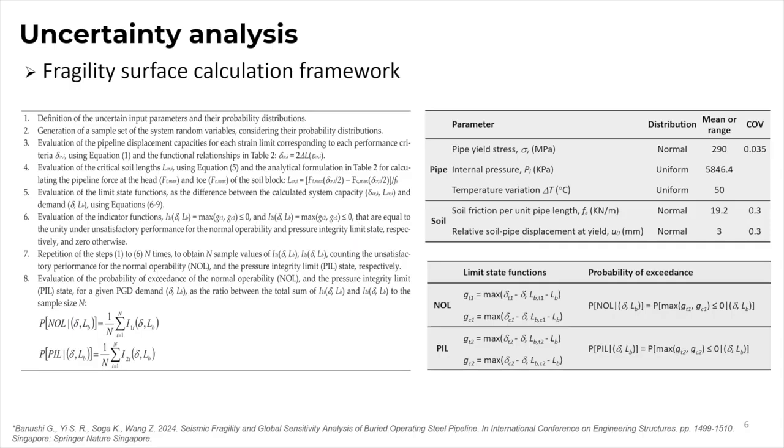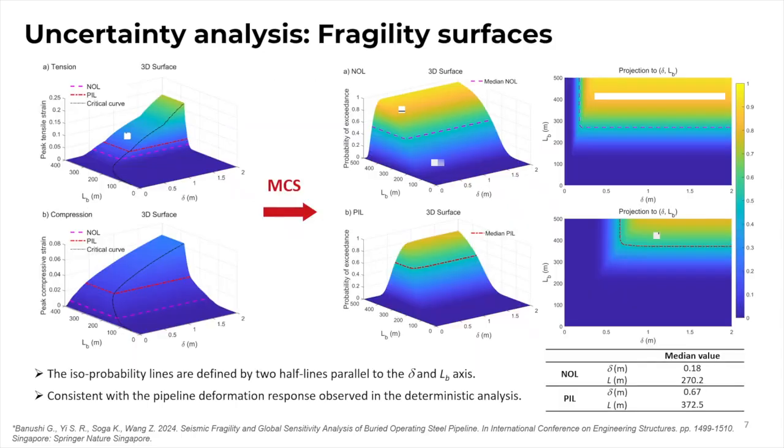The probability of exceeding the normal operability and the pressure integrity limit state, conditioned to the permanent ground deformation intensity measure level, is given by the joint union of the associated damage states in tension and compression. The probability of exceedance of the pipeline performance criteria increases for larger soil displacements and lengths, being greater for the normal operability compared to the pressure integrity limit state.